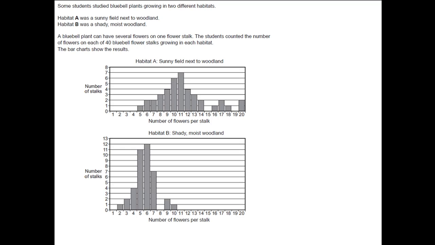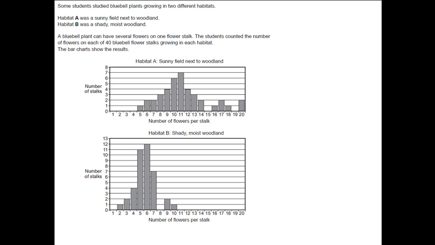So some students study bluebell plants growing in 2 different habitats. Habitat A was a sunny field next to woodland, and habitat B was shady and moist woodland. A bluebell plant can have several flowers on 1 stalk. The student counted the number of flowers on each of 40 bluebell flower stalks growing in each habitat. The bar chart shows the result.